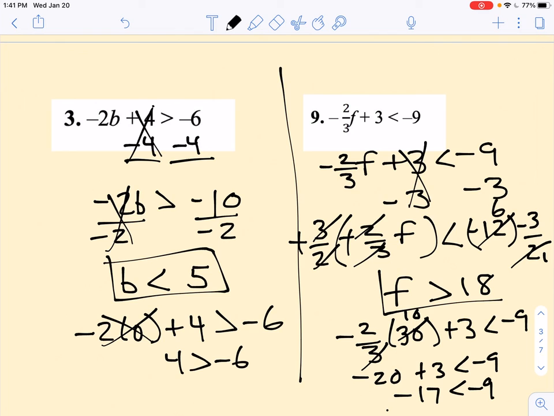So that means that my statement f is greater than 18 is a true statement, and I can use that for my answer. So again, multi-step problem solving, nothing too complicated in these. You just got to remember that when you are multiplying or dividing by a negative number, you've got to flip that sign around.